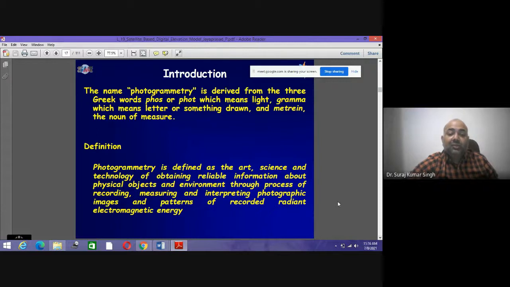When you talk about satellite photogrammetry, we have already studied in our earlier class what photogrammetry means. The name photogrammetry is derived from Greek words: photos, which means light; gramma, which means letter or something drawn; and metron, meaning measure. Photogrammetry is defined as the art, science, and technology of obtaining reliable information about physical objects and the environment through the process of recording, measuring, and interpreting photographic images and patterns of recorded radiant electromagnetic energy.